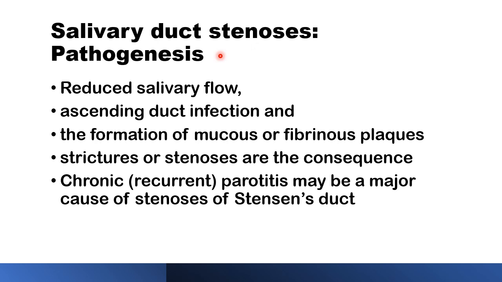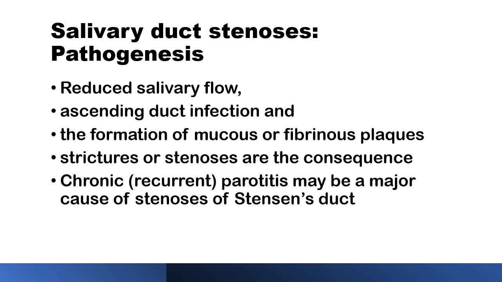The pathogenesis starts with a reduced salivary flow and ascending salivary duct infection from the oral cavity, the formation of mucus or even fibrinous plaques in the duct system, followed by strictures or stenosis, and then chronic or recurrent inflammation of the glands, be it the parotid or other major salivary glands.